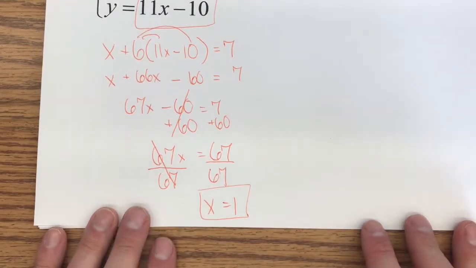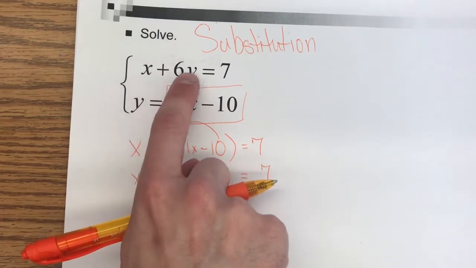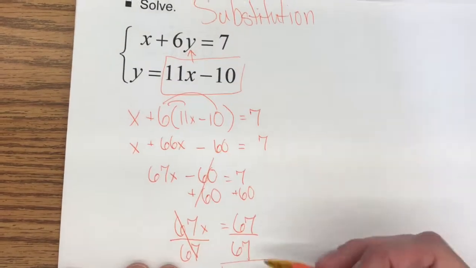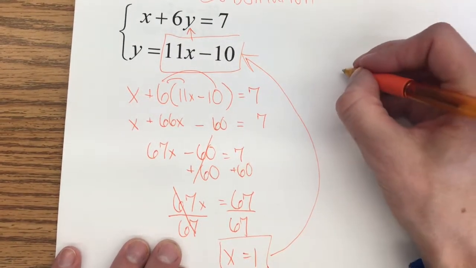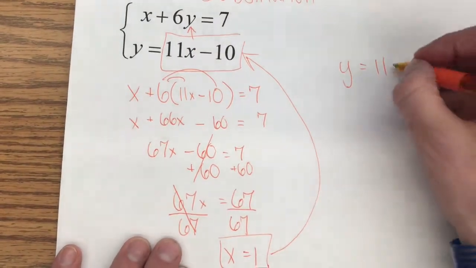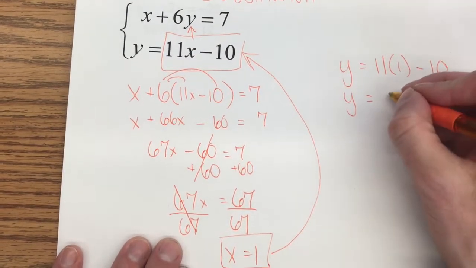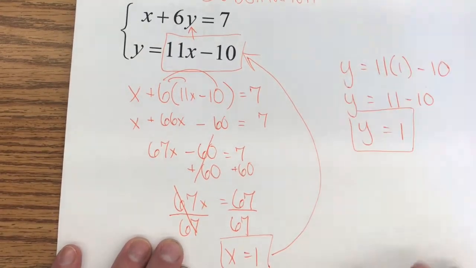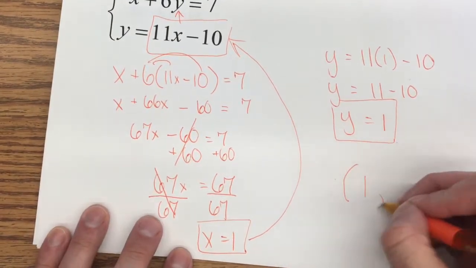The other half of my answer is going to be found by finding y. If you look at the original two equations, I have x plus 6y equals 7 and y equals blah, blah, blah. To find y, why don't I just take my answer that I got here and plug that into the y? Because I want y. y equals 11x minus 10. Instead of x, I now know that x is 1, so 11 times 1 minus 10. 11 times 1 is 11, and 11 minus 10 is 1. So since x is 1 and y is 1, I have the answer 1, 1.